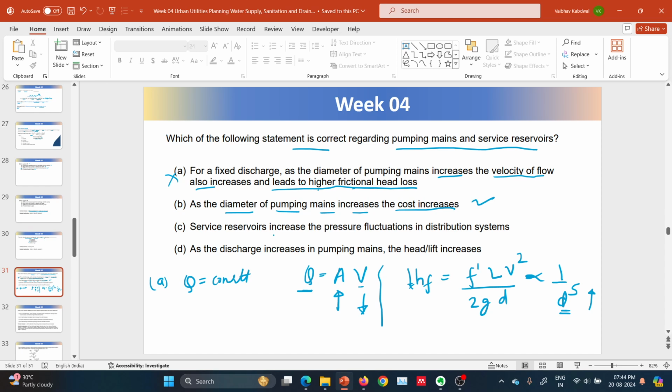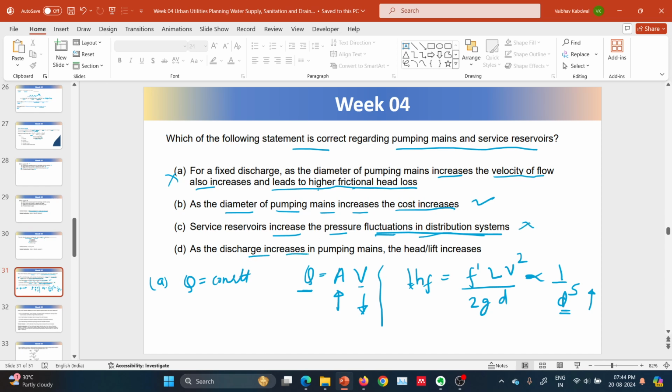Service reservoirs increase the pressure fluctuations in the distribution system? No, we will study it later. Service reservoirs are made to reduce the fluctuations in the distribution system. This is wrong.